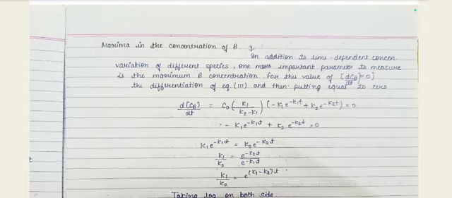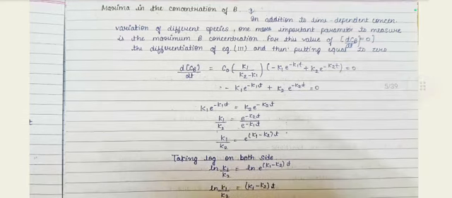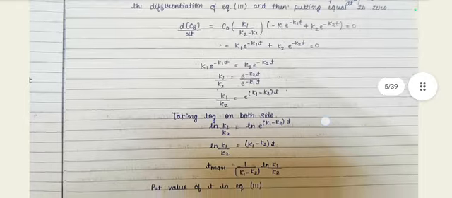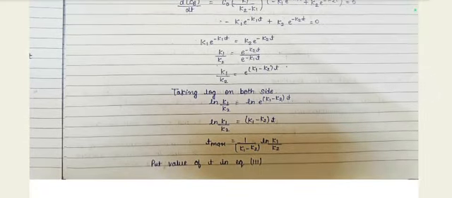dCB by dt equals C naught into k1 by k2 minus k1 into minus k1 e raised to power minus k1t plus k2 e raised to power minus k2t, which is equal to 0. So minus k1 e raised to power minus k1t plus k2 e raised to power minus k2t equals 0. K1 e raised to power minus k1t equals k2 e raised to power minus k2t. K1 by k2 equals e raised to power minus k2t by e raised to power minus k1t.